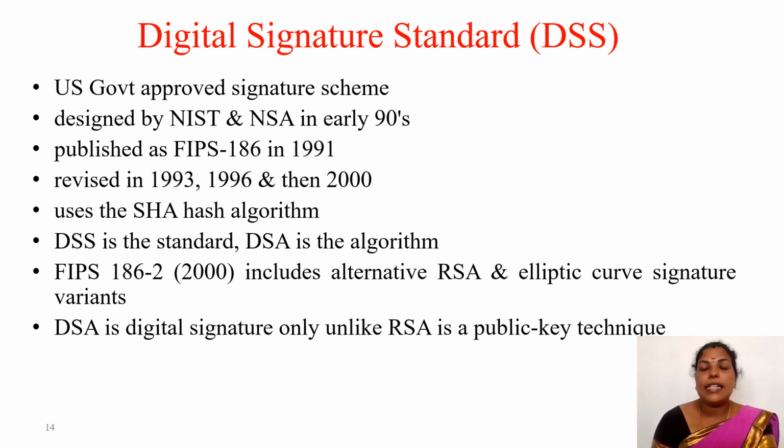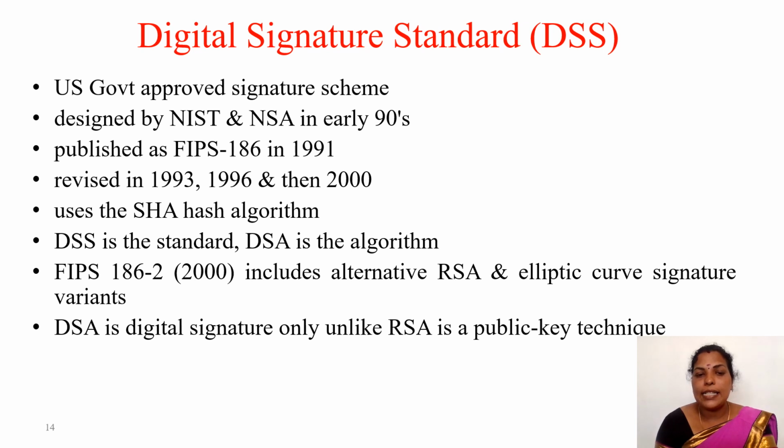Another thing is the digital signature standard. It's a very famous thing. The US government approved this digital signature scheme. It was designed by the National Institute of Standards and Technology and the NSA in the early 90s, and it was published as FIPS 186 in 1991. The revised versions of this digital signature standard appeared in 1993, 1996 and 2000. This digital signature standard uses the very famous hash algorithm, that is the SHA hash algorithm. Here DSS is the digital signature standard, and the corresponding algorithm is DSA, the digital signature algorithm.